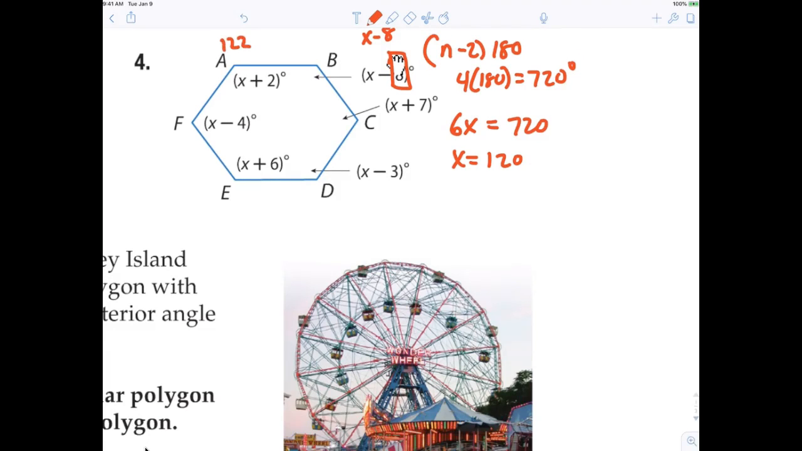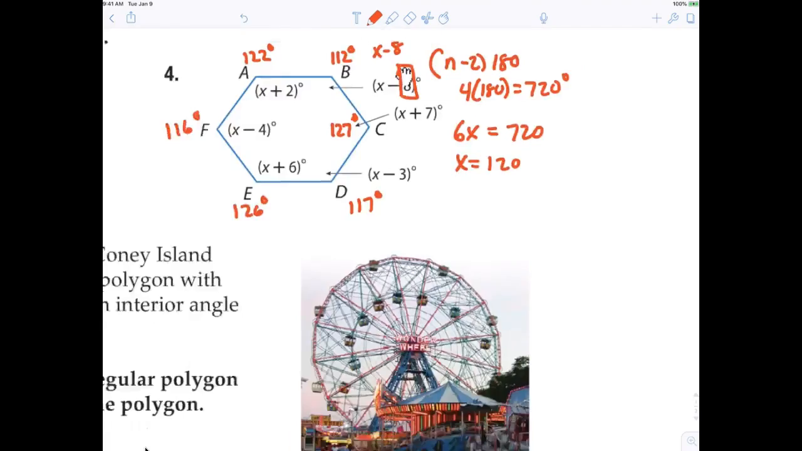And angle B would be, I think, 112. And C would be 127. And D would be 117. E. And then F. All right. Yeah, I don't think that's that bad. All right.